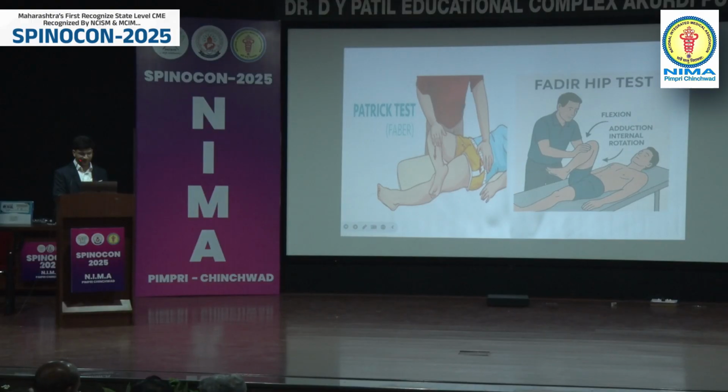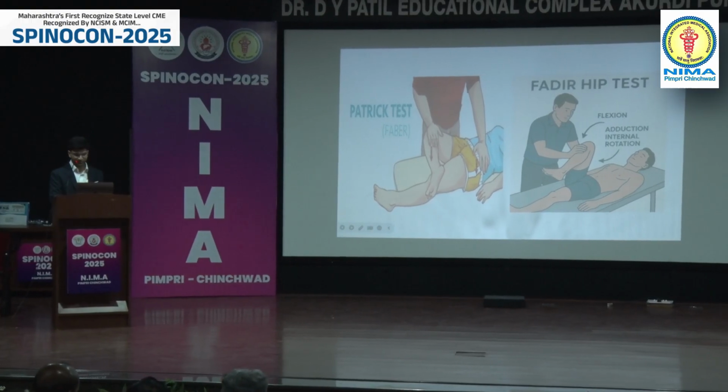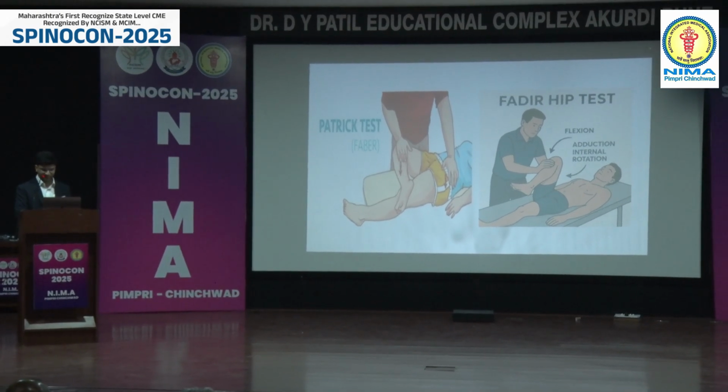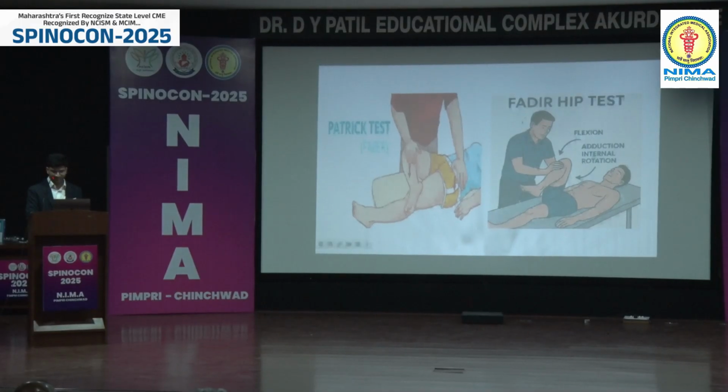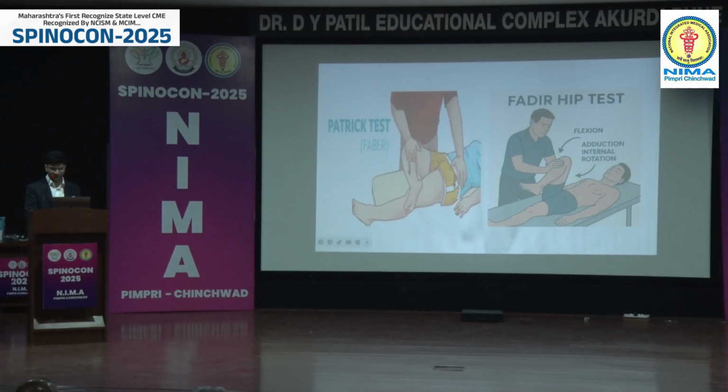If the patient has pain on the anterior side of the hip joint, then it is because of hip pathologies. If the patient has pain on the posterior side, then it is because of sacroiliitis. Again, the FADIR test can be done with the hip flexed at 90 degrees. The hip is adducted and internally rotated to look for hip pathologies.